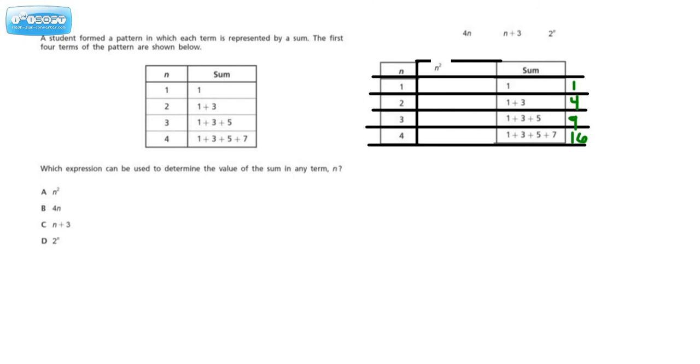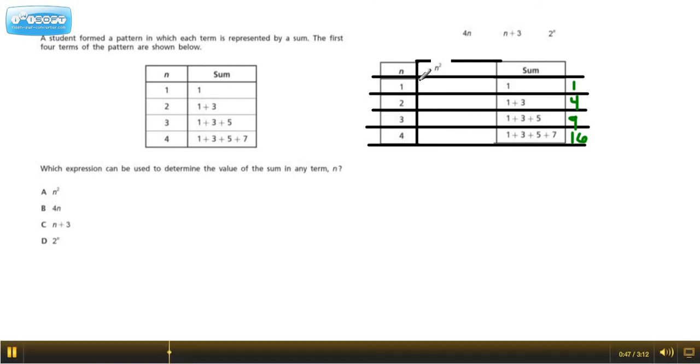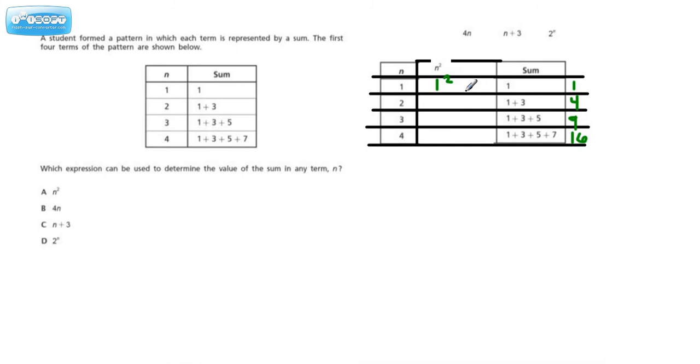So choice A is n squared. So if we take n, which is 1, and we square that, that's equal to 1 times 1. That's also equal to this, right? So since 1 squared is equal to 1, and that matches this, choice A so far is looking promising. But we would want to try it for each value in the table. Let's do 2 squared. 2 squared means 2 times 2. That equals 4. Since this matches this, that one's looking promising.